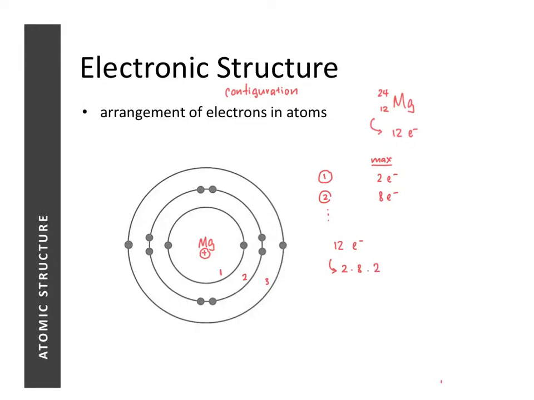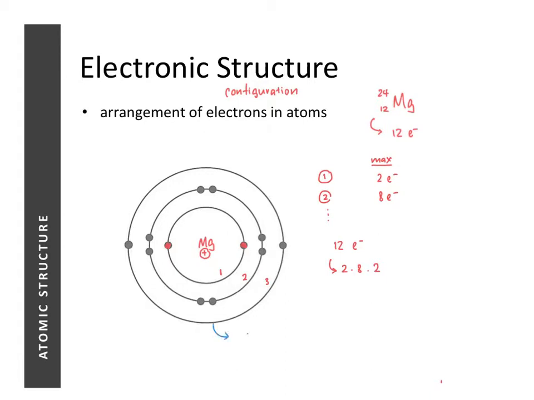So if you look at the diagram there, in an atom of magnesium, we have 2 electrons in the first shell, 8 electrons in the second shell, and 2 remaining electrons in the third shell. A few important terms to remember.